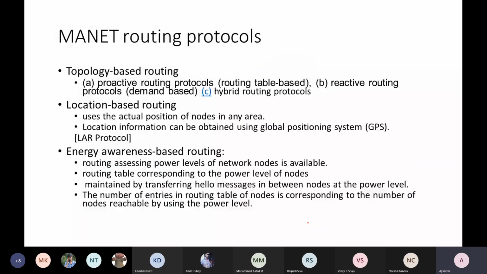So in the case of managed routing protocols, we have different types of protocol. Again, we talked about topology based, location based, and another important one, which is energy awareness based. That means routing should be done, routing meaning the path from source to destination that is selected, assessing the power levels of the network nodes.